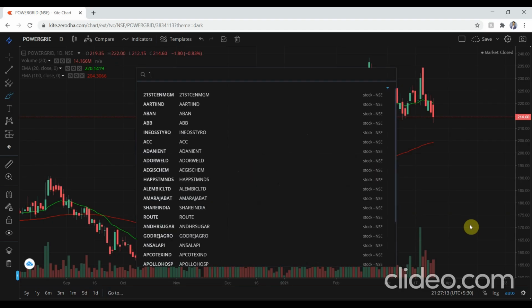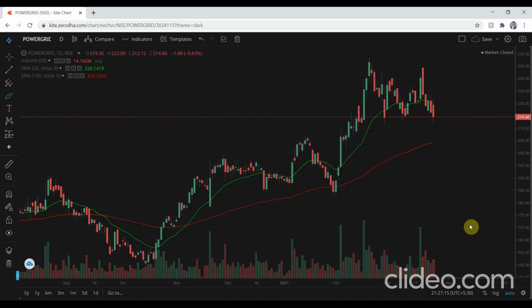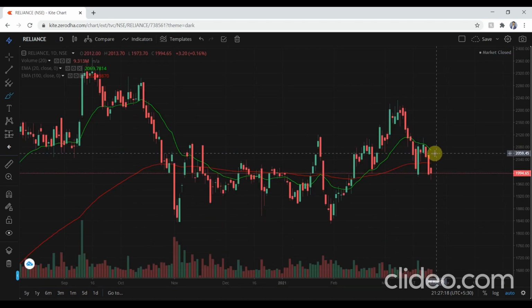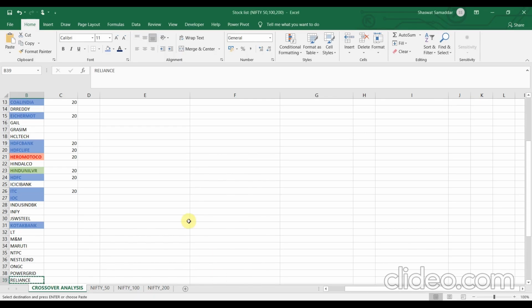Reliance, I'm expecting it to be above the 100 EMA. Okay, so the gap is close. It might show a bearish crossover. So let's mark it as blue. Reliance is a good stock to keep a watch on.